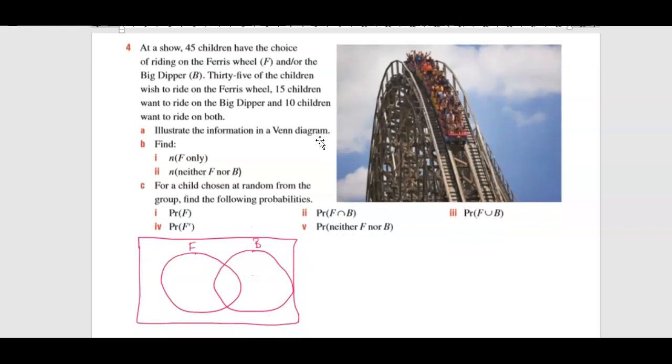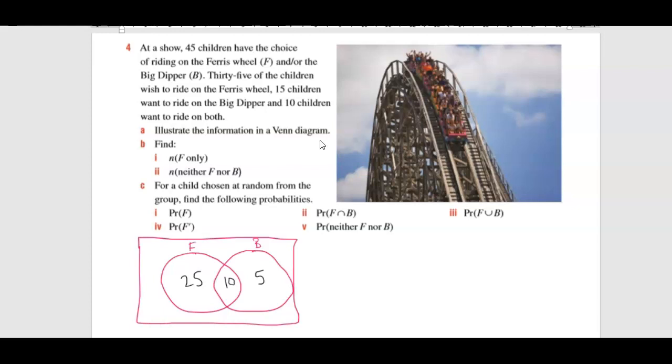Okay, so let's read the question again. 35 of the children want to ride on the Ferris wheel, 15 children want to ride on the Big Dipper, and 10 children want to ride on both. So I know there's 10 in the middle. If 35 of the children want to ride on the Ferris wheel, 10 of those want both. So that leaves 25 who only want to ride on the Ferris wheel. And 15 children want to ride on the Big Dipper, but 10 of those also want to ride on the Ferris wheel. So 5 of them are left over.